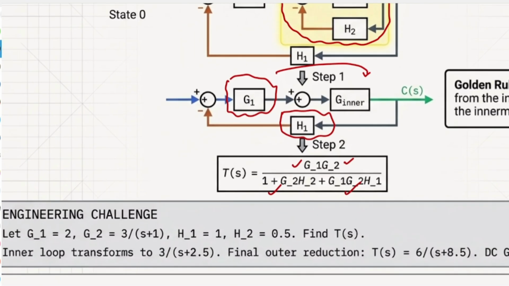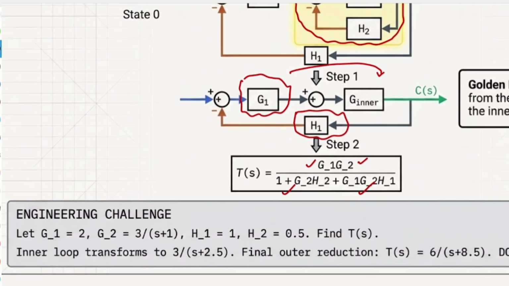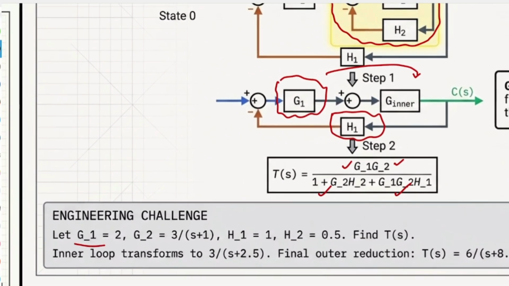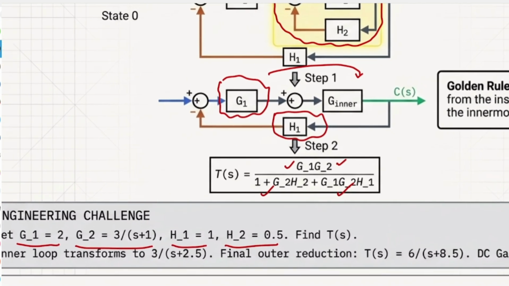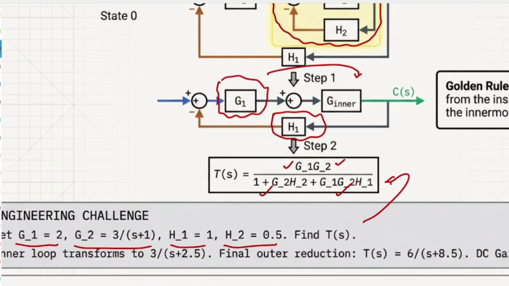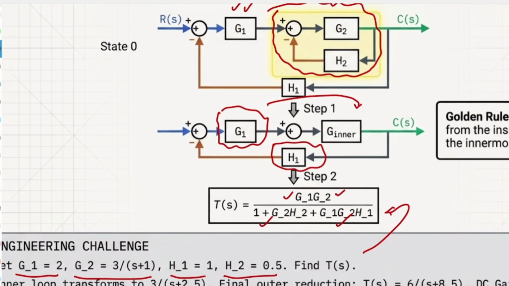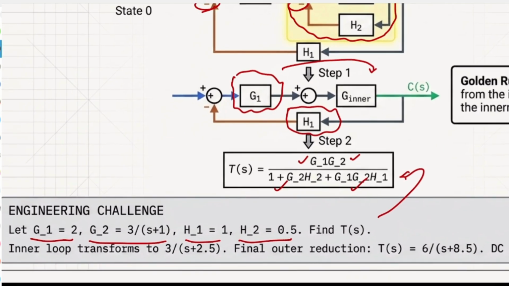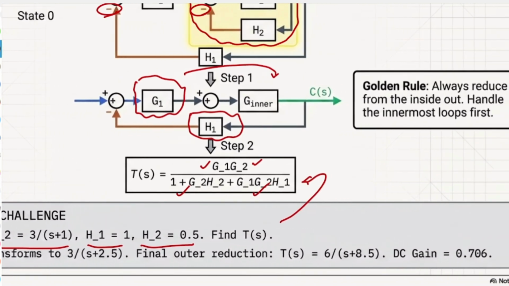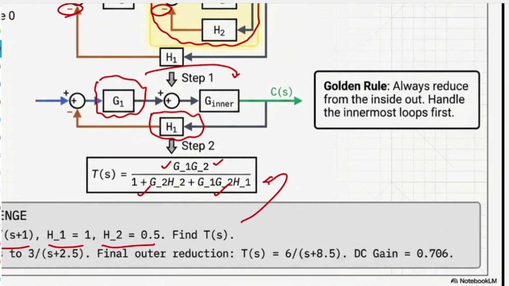So at this point, we do have a very simple example over here. It means that imagine that your G1 is 2, G2 is this guy, and H1 is going to be 1 and H2 0.5. So you have to find the T(s) itself. So it is very simple. The only thing you have to do is put everything over here. But remember that this formula is for when your feedback loop is what? With a negative feedback, which most of the time is negative. So if you put all of these answers together, your final value is going to be 6 divided by s plus 8.5, and your DC gain 0.7.